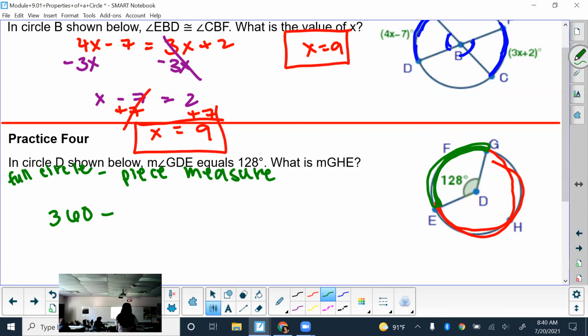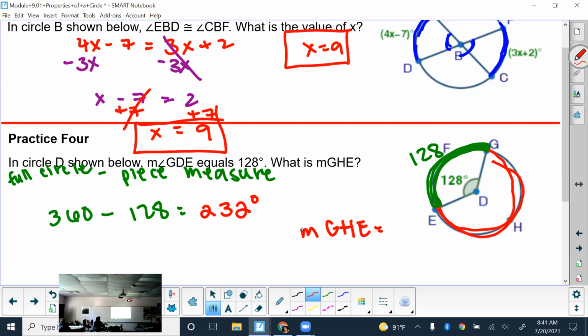232 degrees. So the green that I have here, 128. Good. So subtracting that gives me what's in the red, which is what it's asking for. So that answer would be 232. That sounds correct. And it is. All right, so the measure of GHE is 232 degrees.